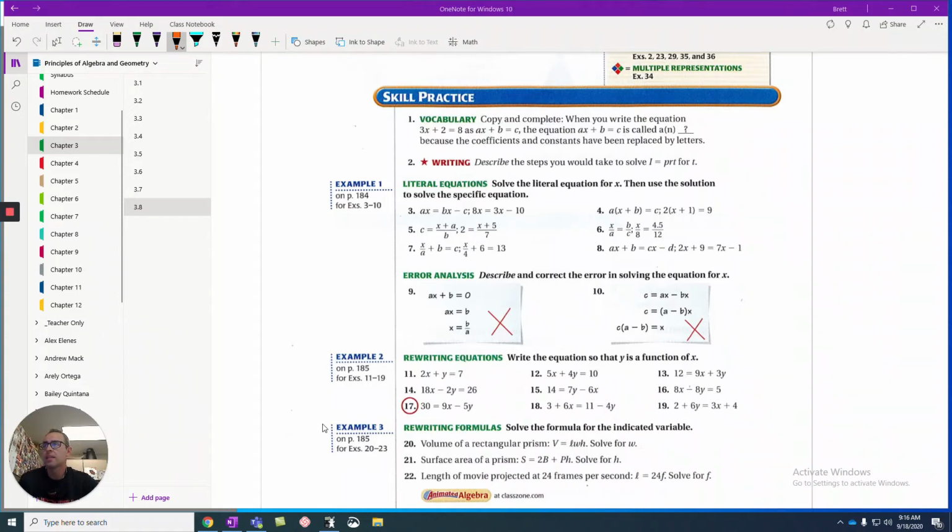Hey guys, this is 3.8 for principles, and this is the beginning of this. Man, this is such a good problem set. I love what we're doing here. So bear with me, try to stick with me, and understand the ideas that we're going after.